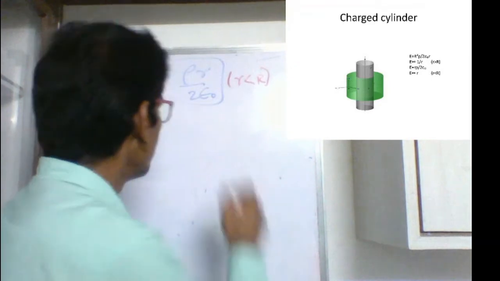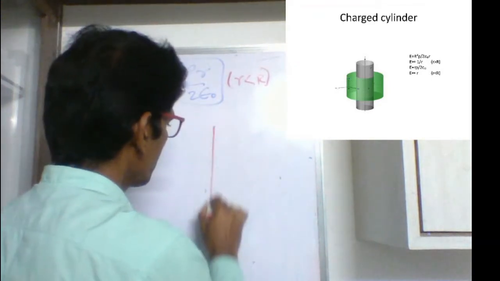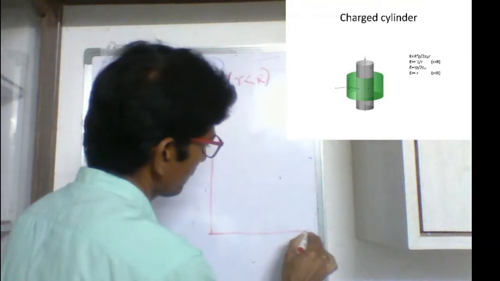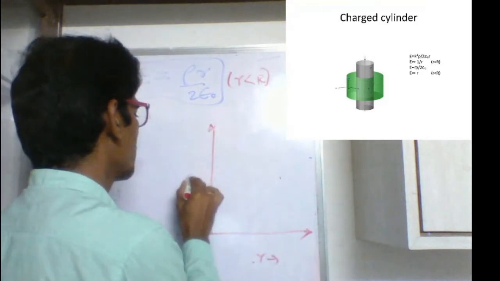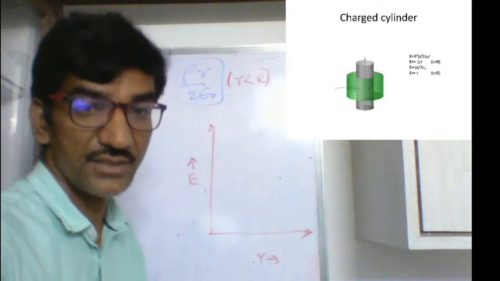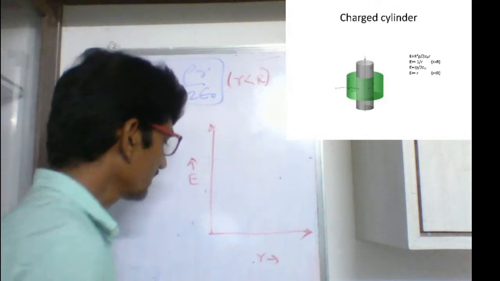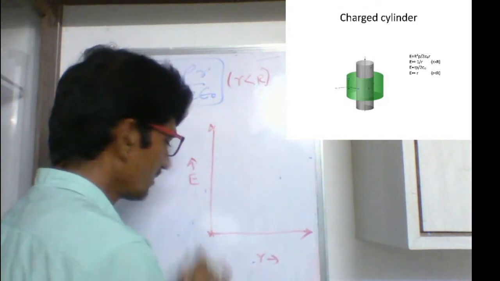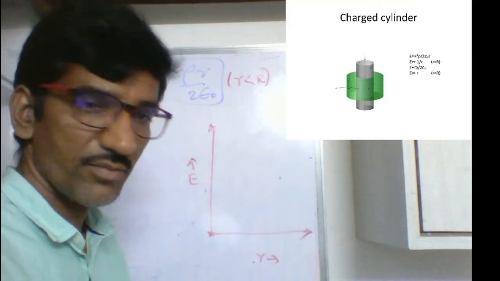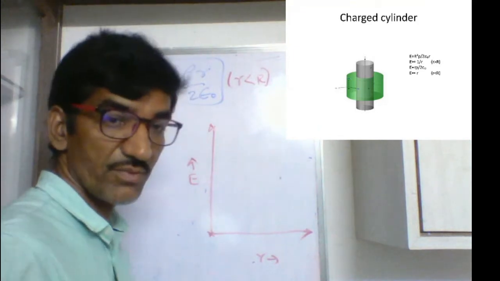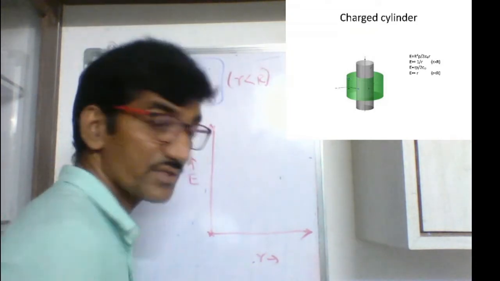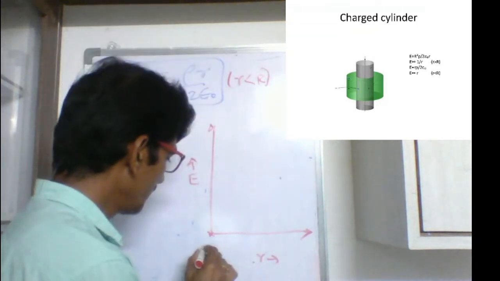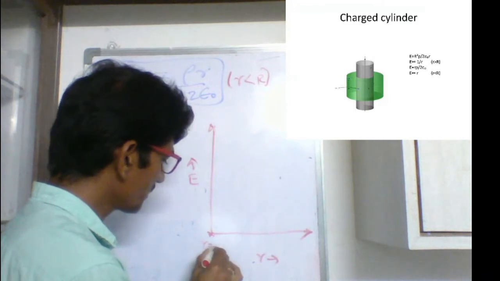Here, this is the y-axis, this is the x-axis. On this axis we are taking R, and on this axis we are taking E, the electric field. Say this is the center point on the cylinder. This point is on the axis of the cylinder. Here this is R, this point is R equal to 0.